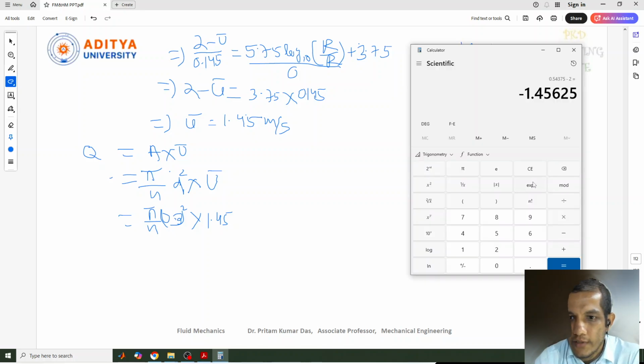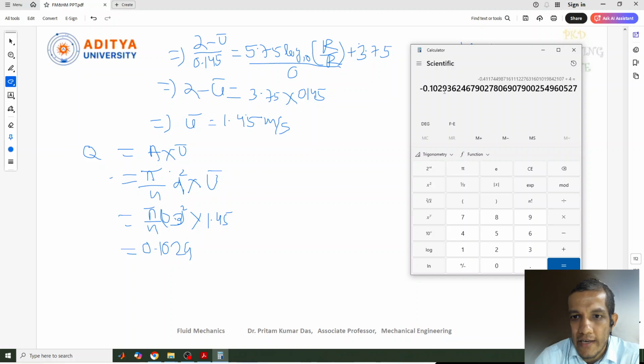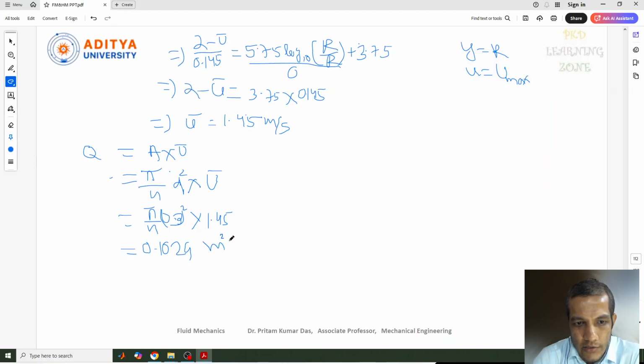Now just take the help of the calculator. Let's multiply 0.3 by 0.3 by pi, divided by 4. So 0.1029, you can write. The minus value was coming because I subtracted the value from 0.54 to 2. That's why the minus came; it is actually positive. So this is meter cube per second. This much discharge of fluid will be there from the pipe.